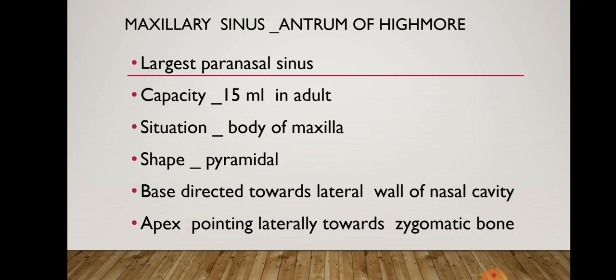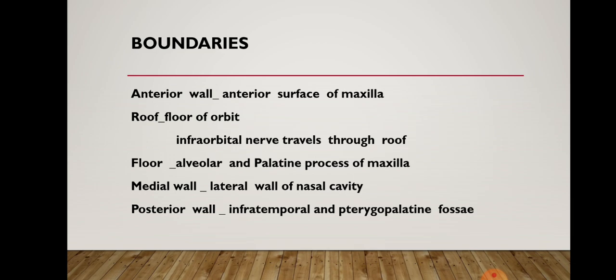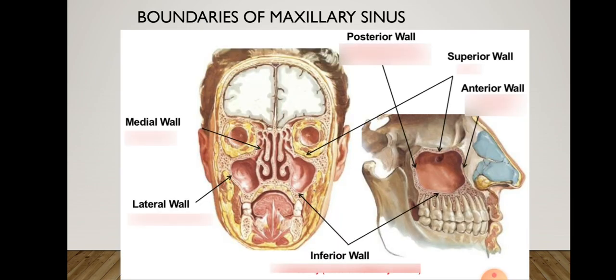So the maxillary sinus, which is the largest of the paranasal air sinuses, is situated in the body of the maxilla. It is pyramidal in shape, with the base directed towards the lateral wall of the nasal cavity and the apex pointing towards the zygomatic bone. The other name for this is the antrum of Highmore. Base is related to the lateral wall of the nasal cavity and apex towards the zygomatic bone.